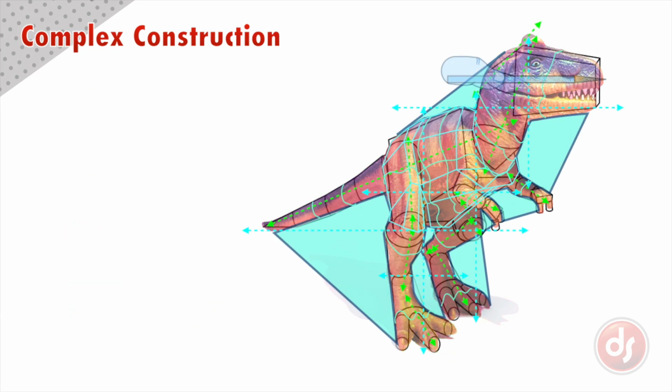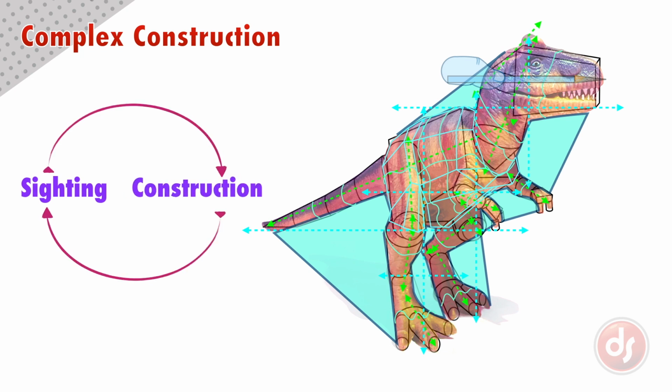As you watch the construction drawing, notice we use all the different sighting and construction techniques back and forth in any order as you make observations and correct your drawing.